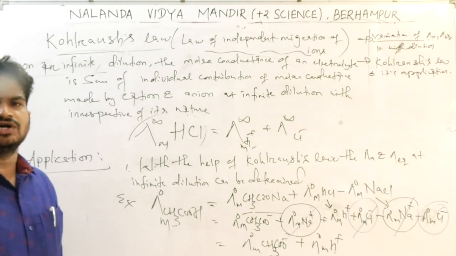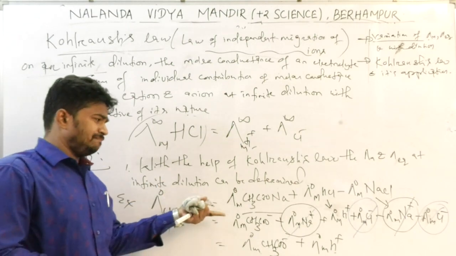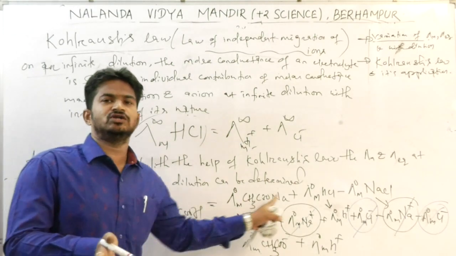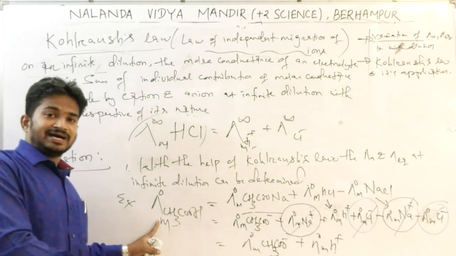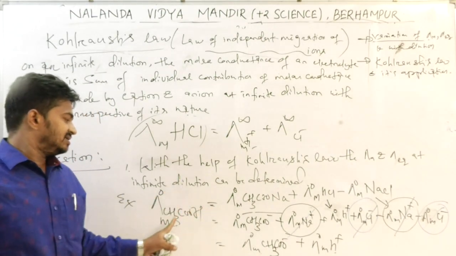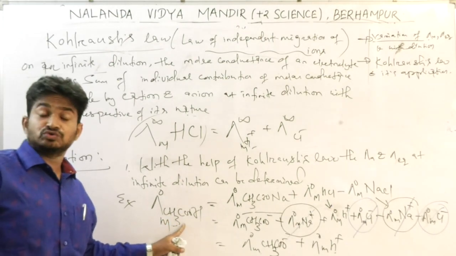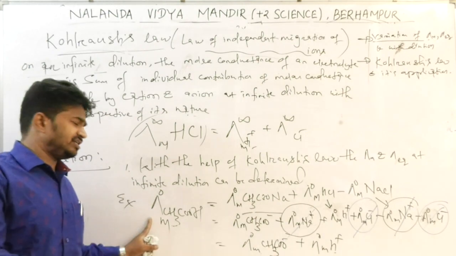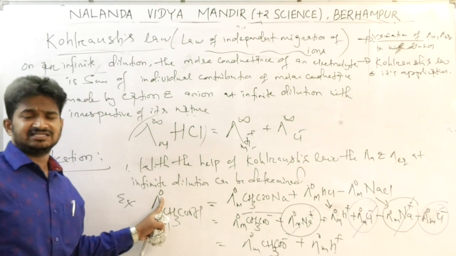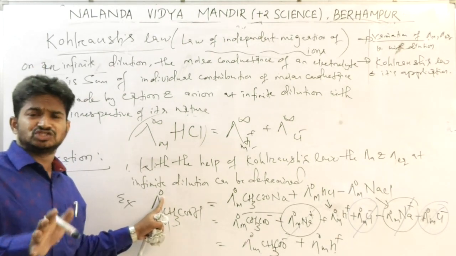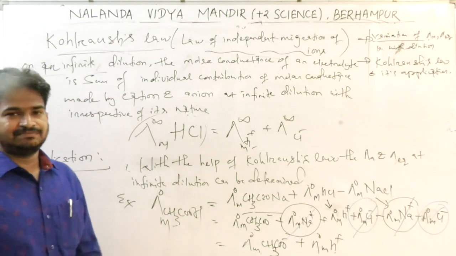All of you understood or not? So with the help of Kohlrausch law, by taking a few strong electrolytes, we can calculate the limiting molar conductivity of a weak electrolyte, or the molar conductivity of a weak electrolyte at infinite dilution, that is zero concentration. So this is the first application.